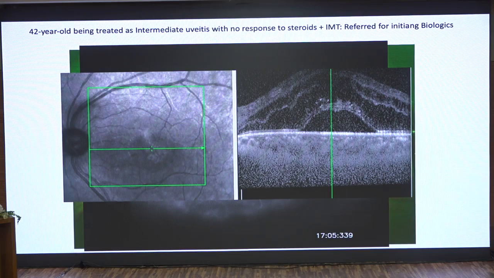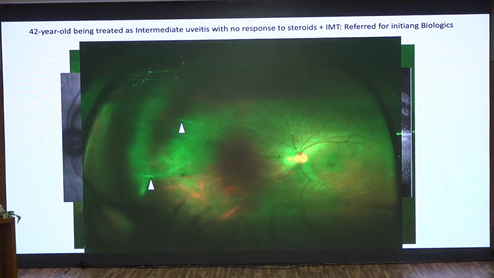But what was being missed? What was being missed was a thorough clinical exam. And if you look at this picture carefully, these arrowheads, there were kind of little cilia-like structures lying in the eye. Now, why should these be there in a patient with intermediate uveitis?